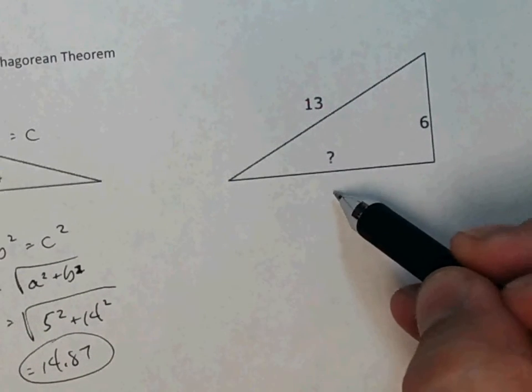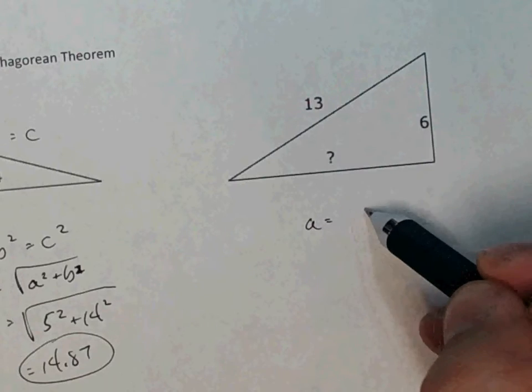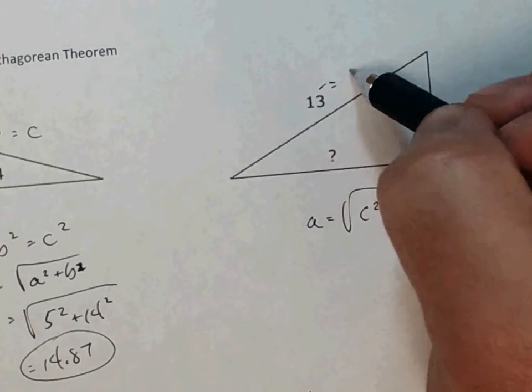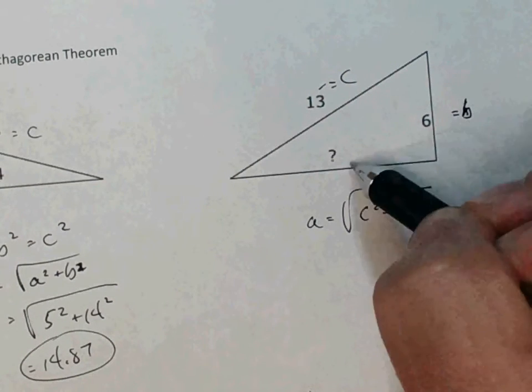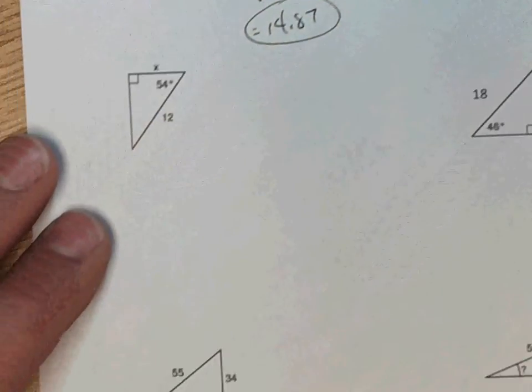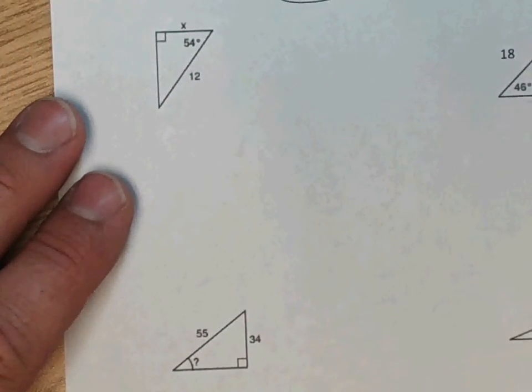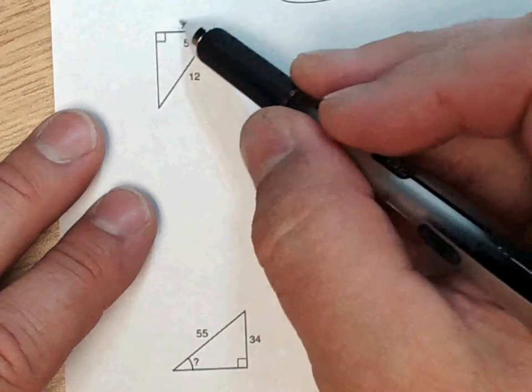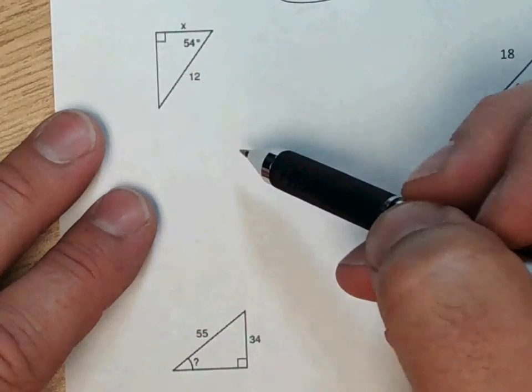This is now maybe the a side, so we're going to have a equals the square root of c squared minus b squared. Right, if this is c, this is b, and this is a. Okay, I think you can do that, so I'm not even going to do that one. Move along. Okay, now we're down to our sine, cosine, tangent functions because we want to find one side, knowing one side and an angle.